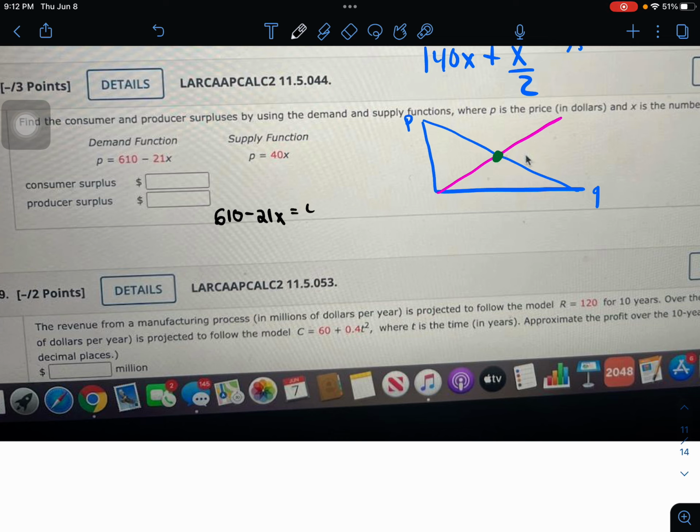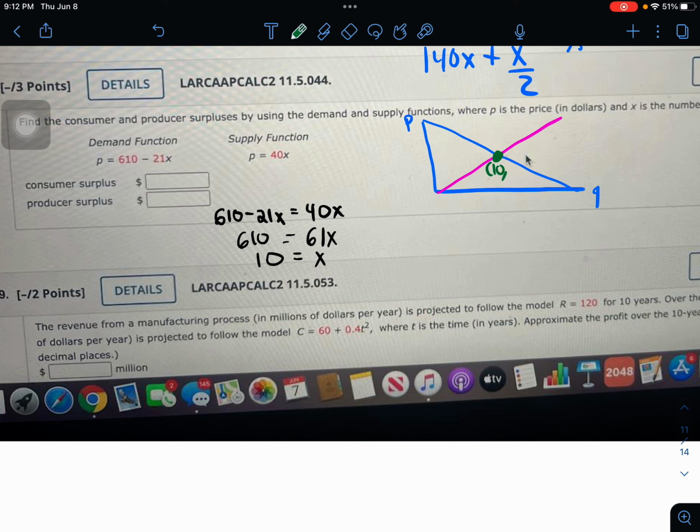I'm going to set them equal to each other. And then I'm going to solve them. So let's see, if I add 21 to both sides, I'll get 61x equals 610. So x, divide both sides by 61, x equals 10. That is your equilibrium quantity, is 10.